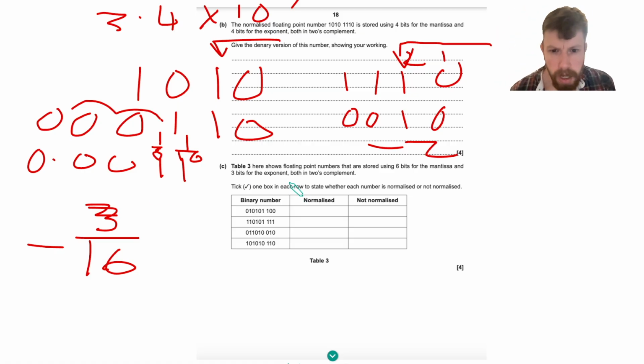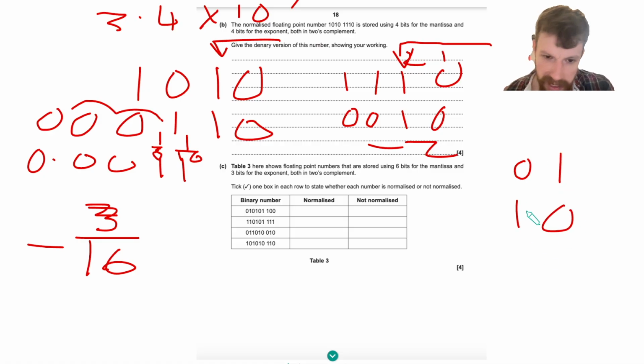Table 3 shows floating point numbers that are 6 bits for the mantissa and 3 bits for the exponent. Both are in 2's complement. State whether it's normalised or not. A number is normalised if it is 0, 1 for positive or 1, 0 for negative at the front.